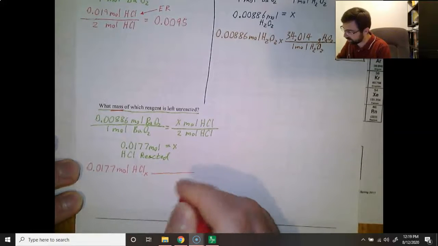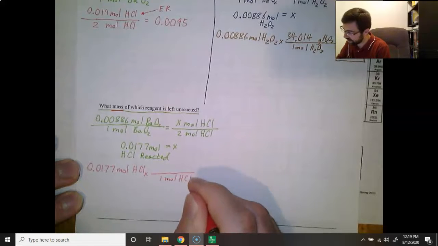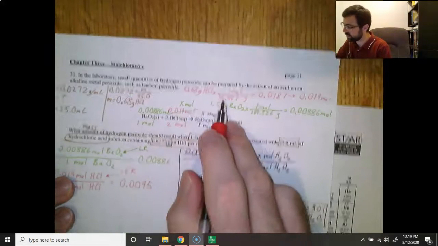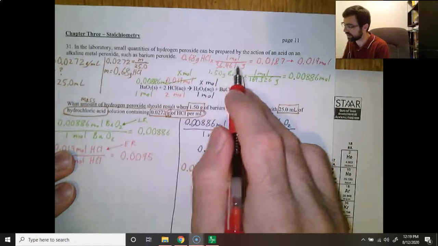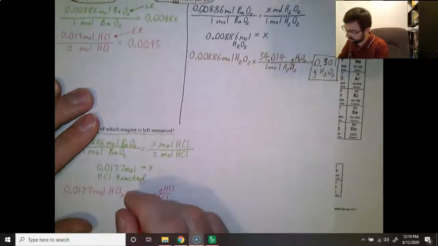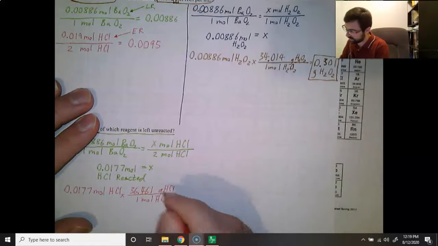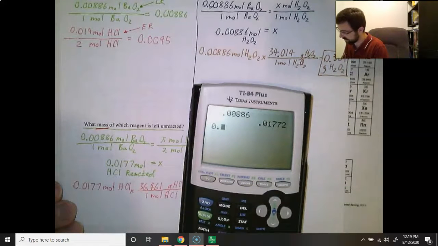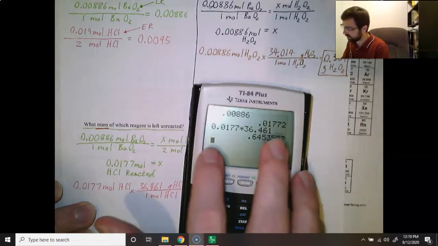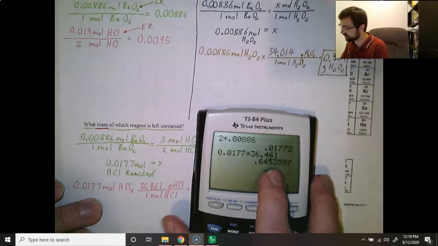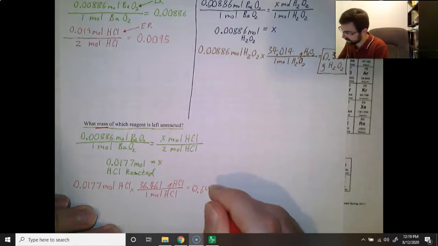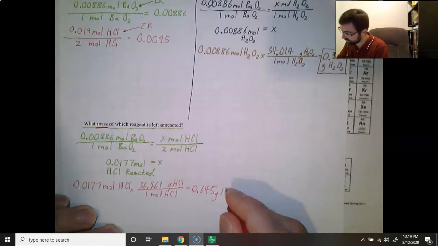Need to turn it into grams, so I'm going to have 1 mole of HCl on the bottom, and on the top I'm going to have grams of HCl. We need to look at our molar mass. I had already found it up here, so I'm not going to solve that again. My grams of HCl are right here, 36.461. Okay. In the calculator, if I go like that, I get 0.6453, so 0.645. My units are grams of HCl that are reacted.